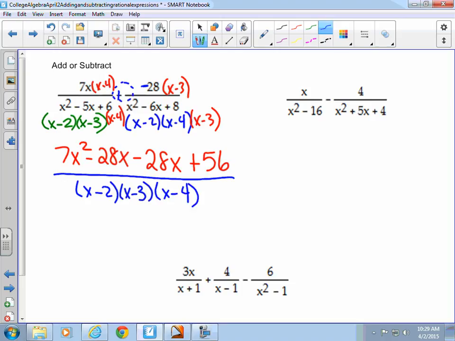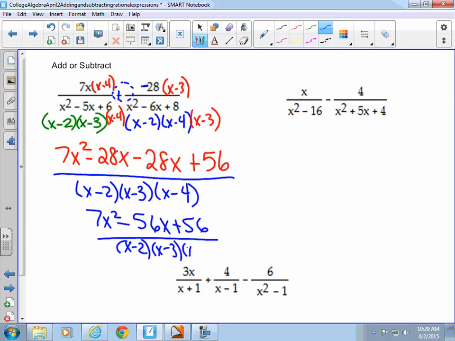Combine my terms and I get 7x squared minus 56x plus 56. Is that right? Top right. X squared plus 4 or x minus 4.